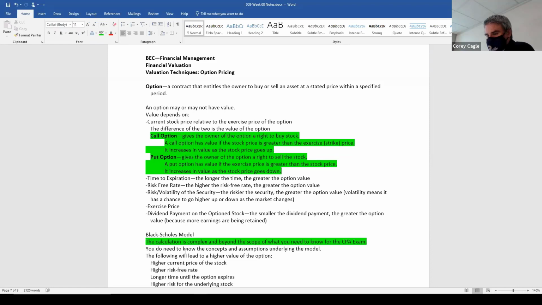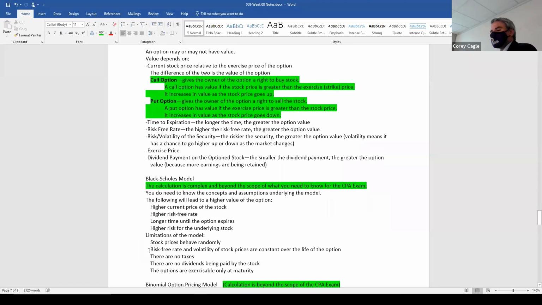Dividend payments: the smaller the dividend payment on the stock that you have an option on, the better, because they're retaining more earnings instead of paying them out to people who own the stock, right? You don't own the stock yet. You don't get the dividend. The less they have to pay out to these other random people, the better for you, right? That's pretty intuitive. But there's a model called the Black-Scholes model.